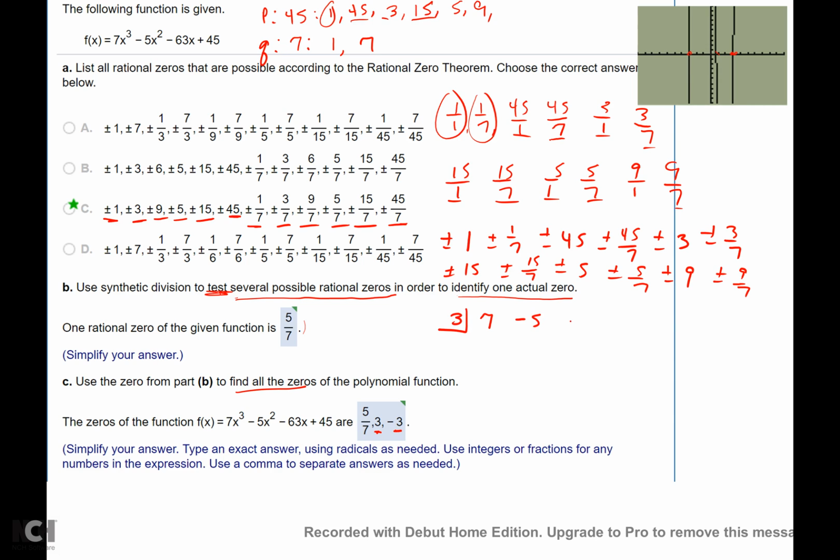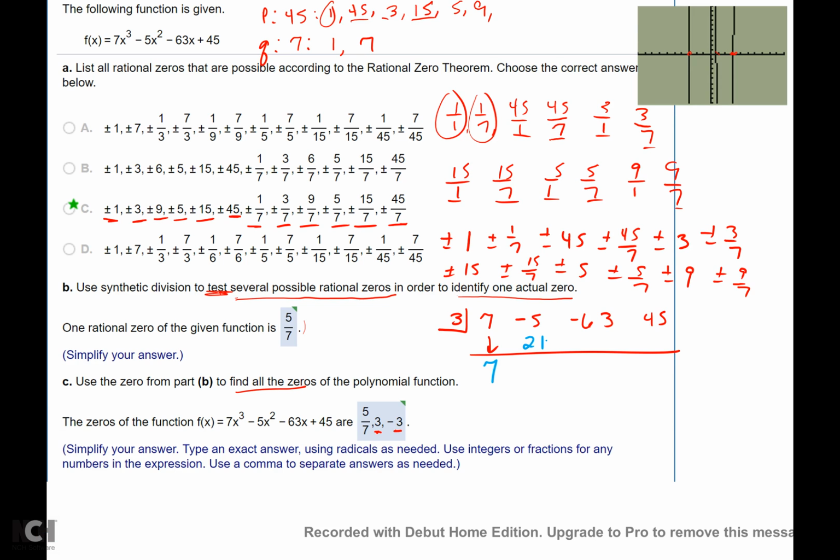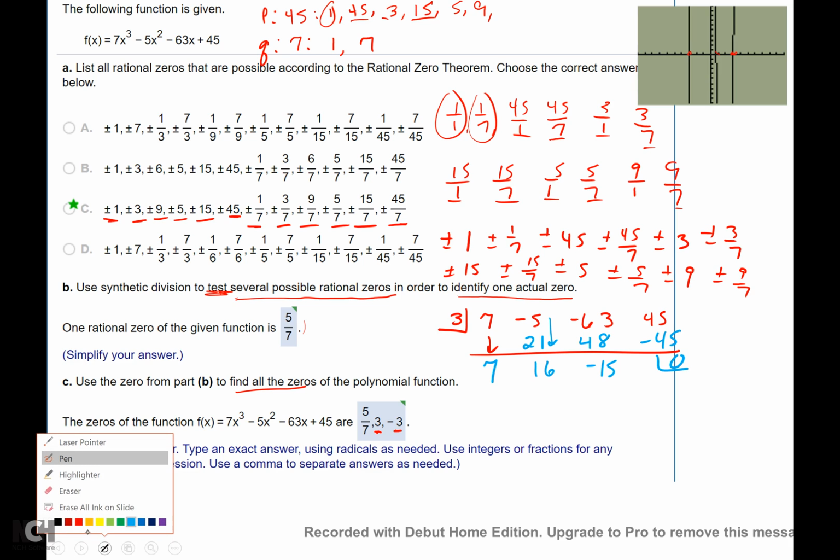Third degree, second degree, first degree, constant. 7 comes out. Times 3 is 21. Negative 16... I'll mess up. That is 16. Times 3 is 18. That's negative 45. Wait a minute, what happened? Oh, 16, not 6 times 3. 16 times 3 is 48. Negative 63 plus 48 is negative 15, times 3 is negative 45, which gives me my remainder 0. I knew I had to get 0 for remainder because it's a 0 on my graph, it's not lying to me.